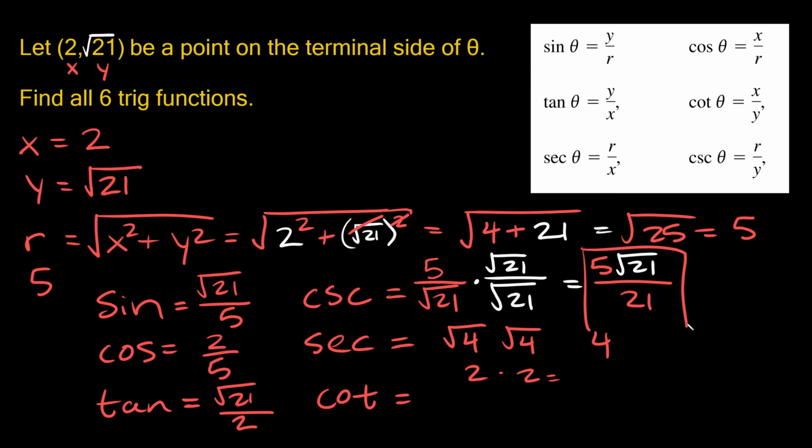So then this would be our final answer for this trig function. And I'm not going to do the last two because it would just be the exact same thing. We just have to rationalize, not for the secant, but for the cotangent, we would have to rationalize the denominator.